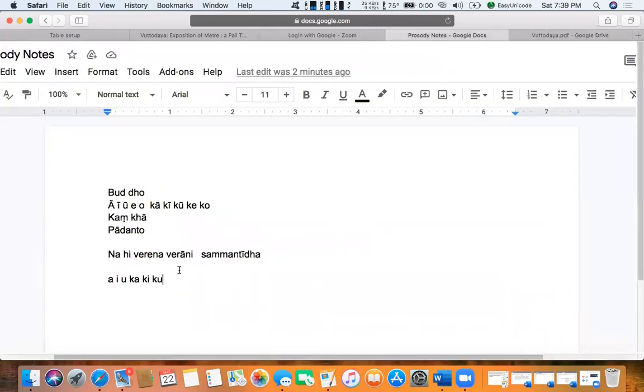Okay, thank you, Bante. So in here, does it mean that in Verani and Samantida, all the vowels at the end are considered heavy syllables? In every line actually, but not everywhere, there are some exceptions. I will tell them later. For now, you can understand it like this: in every line of a verse, there are four lines in a verse. So in every line, the last syllable is considered a heavy syllable.